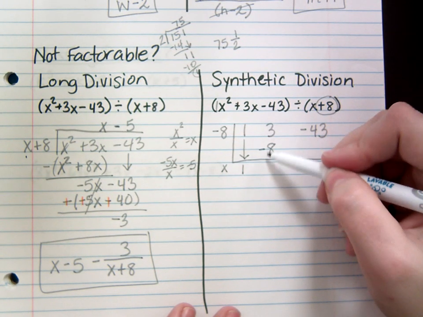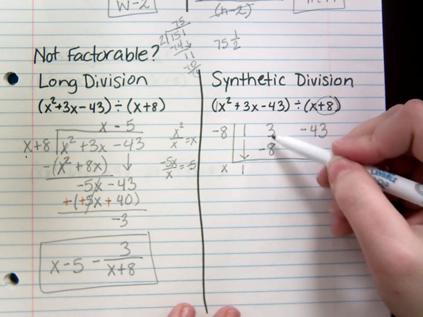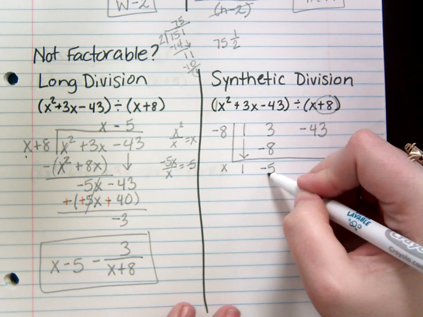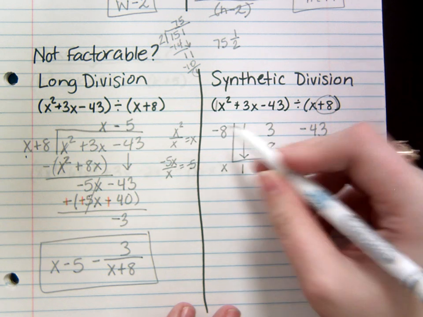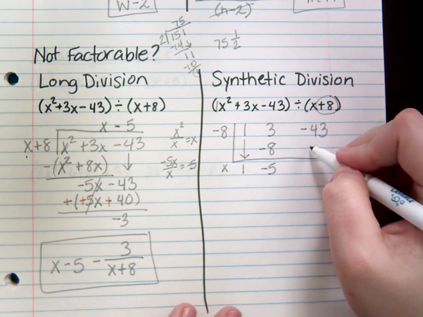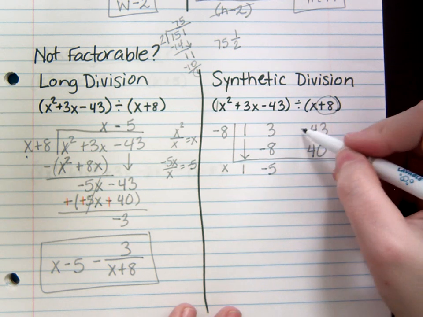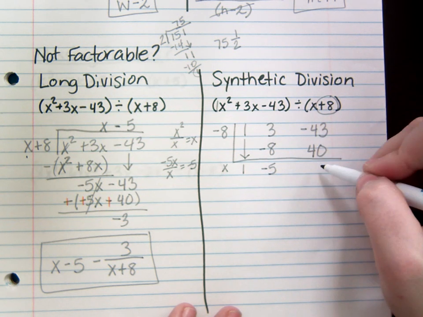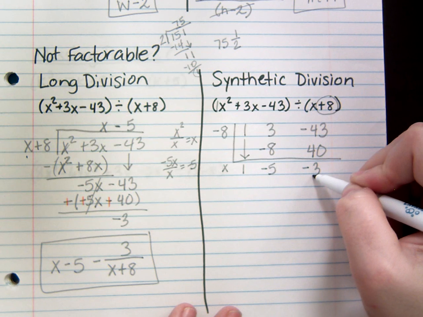Anything on the inside, you add. 3 plus negative 8 gives me negative 5. Numbers on the outside, you multiply. Negative 5 times negative 8 gives me positive 40. Negative 43 plus 40 gives me negative 3.